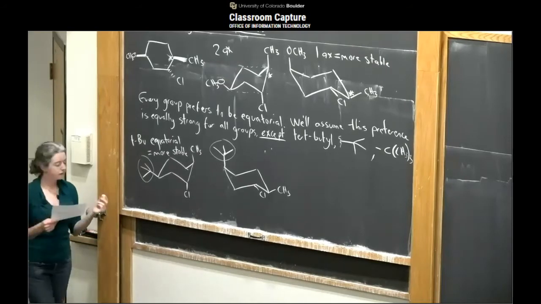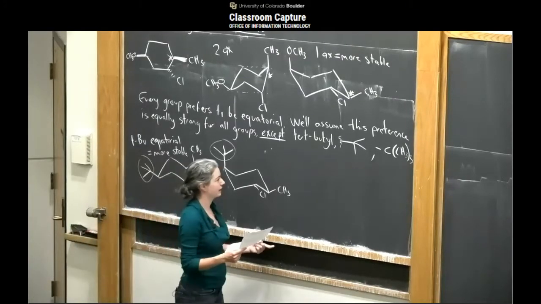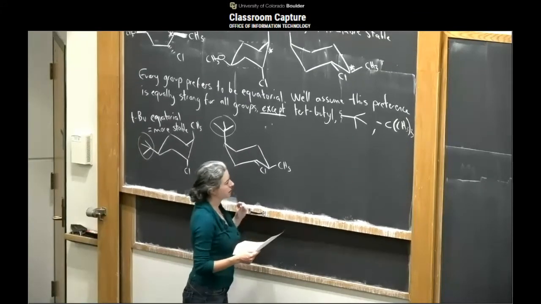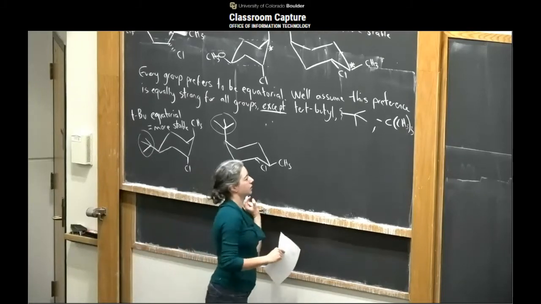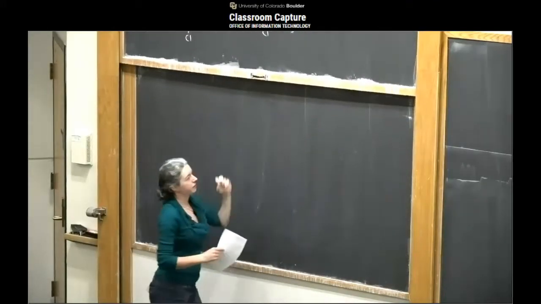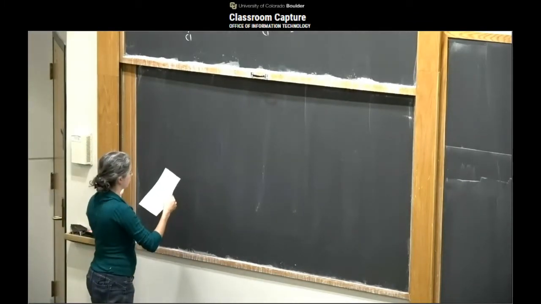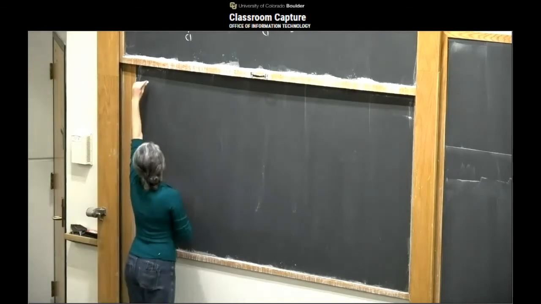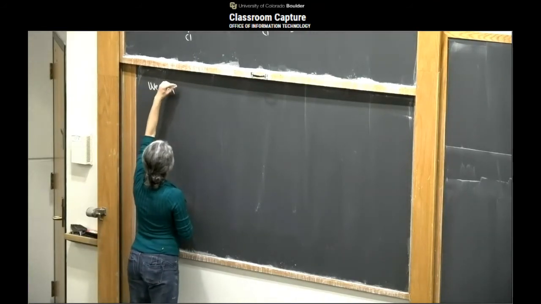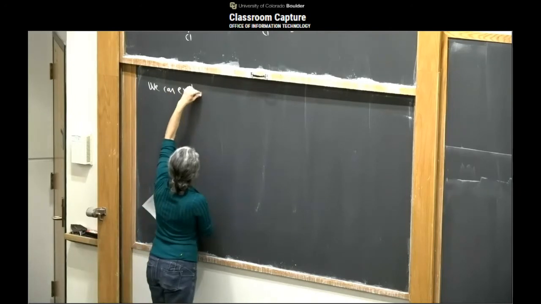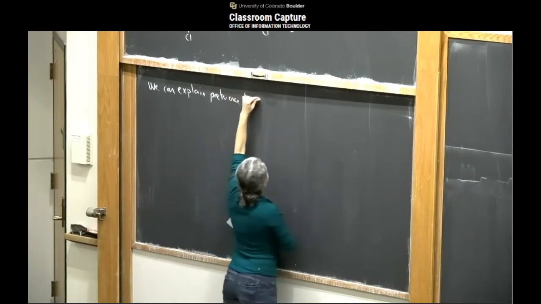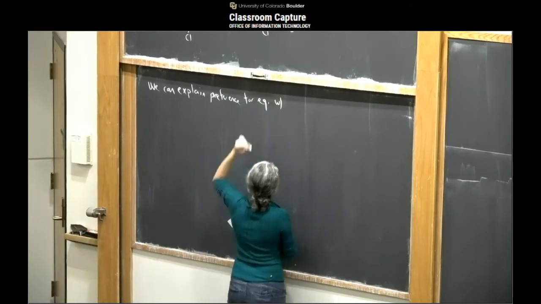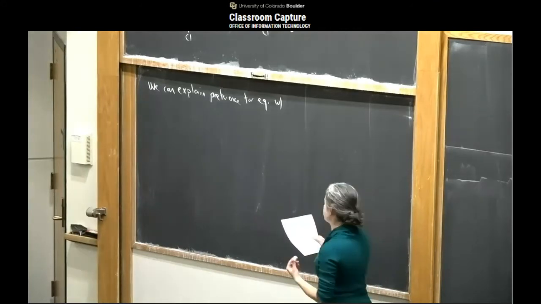Okay, cool. So in terms of why things like to be axial versus equatorial, I sort of showed that a little bit on that model kit I brought in a week ago, but we can actually use a tool that we've already played around with a little bit to explain it in ways that we've already gotten used to seeing. So what we're going to do is explain the preference for equatorial with a fancier version of Newman projections.